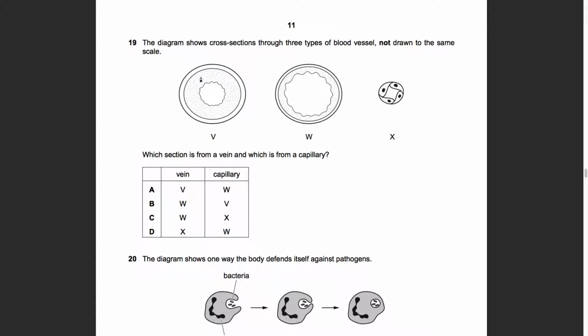Now, it doesn't ask about V. It just asks about vein and capillary, which is W and X, hopefully if you've been able to identify them. So W is the vein. So let's get rid of A. Let's get rid of D. We're looking for W to be under vein, and then X is the capillary. So the right combination leads us to the answer being C.